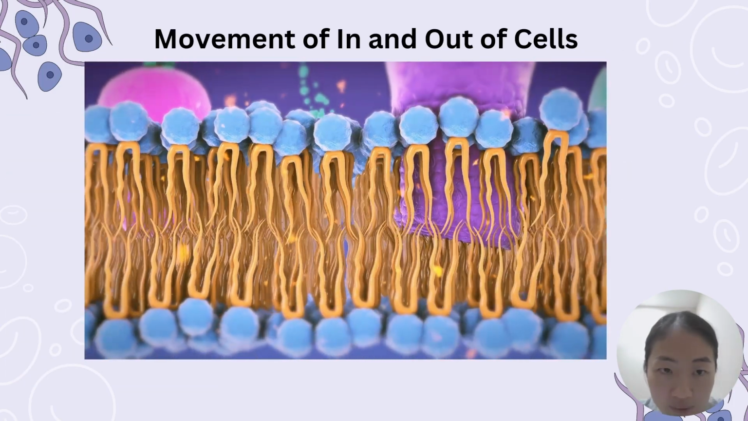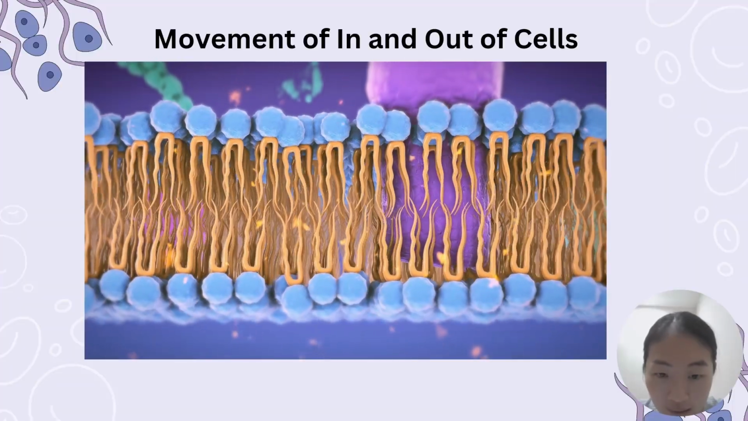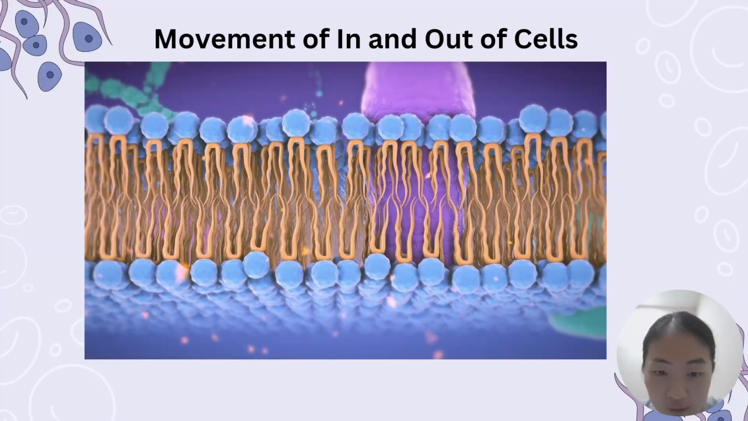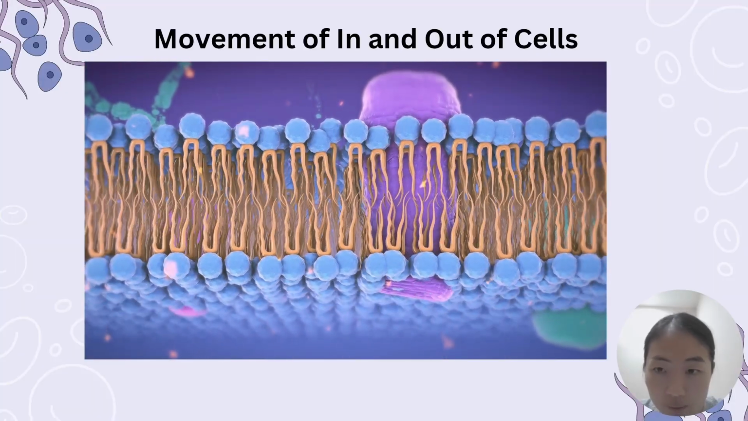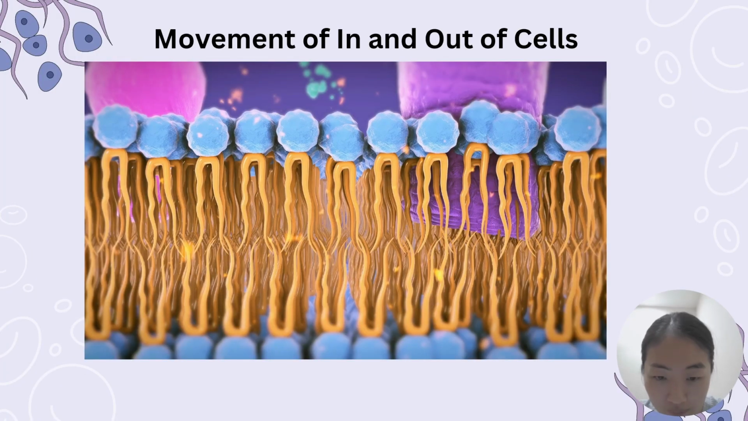What does this gate look like? It is a double layer structure called a phospholipid bilayer. As you can see, it has two layers. It is also described as a slightly free-flowing structure.